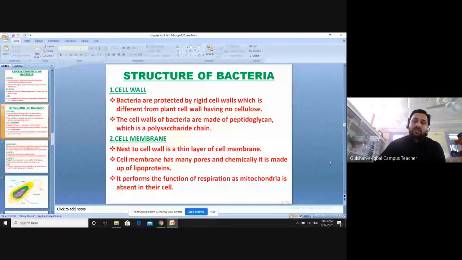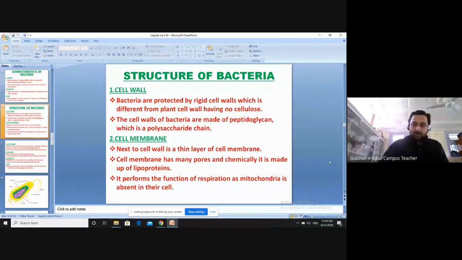The cell membrane is also used for the function of respiration, because in their cell, the mitochondria is absent. And you know mitochondria are present in eukaryotic cells. They are used for respiration. So when there is no mitochondria in the bacterial cell, they use their cell membrane for the process of respiration.